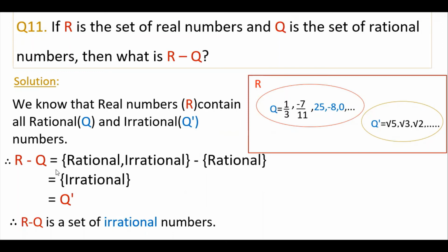Therefore, here R minus Q is equal to the set of rational and irrational numbers, minus Q, the set of rational numbers. If you take the difference of these two sets, you take out the common elements, those are rational numbers. So the remaining are only irrational numbers. Because we are finding the difference here, we have to take out the common numbers, the rational numbers. So the remaining are irrational numbers in this set, that is equal to Q dash. Irrational numbers we denote as Q dash. Therefore, R minus Q is the set of irrational numbers.